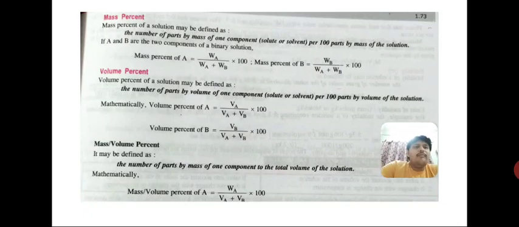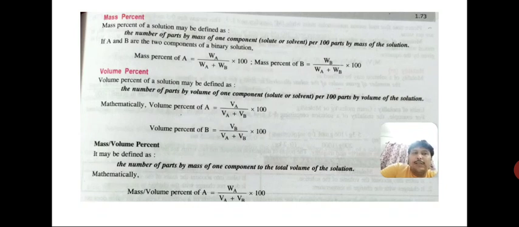Okay, suppose a solution is 10% weight by volume. That means 10 gram solute is present in 100 ml of solution. And if a solution is 10% weight by weight, it means 10 gram solute is present in 100 gram of solution. Okay students, so if both are in mass, see the formula: mass percent is mass of solute upon total mass of solution into 100.